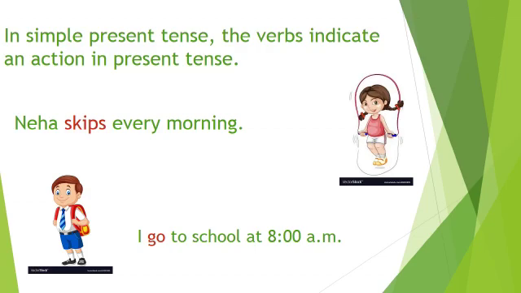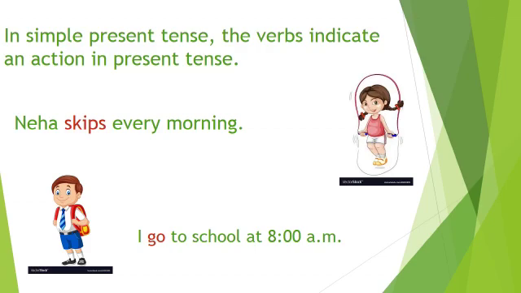Look at the example. First one is Neha skips every morning. In this sentence, skips is the verb and it is indicating that the action is taking place in the present tense. Next example is I go to school at 8 a.m. In this sentence, go is the verb and it is indicating that the action is taking place in the present tense.